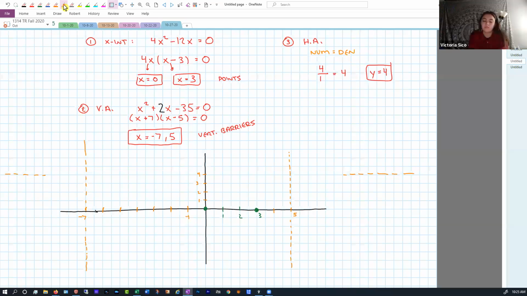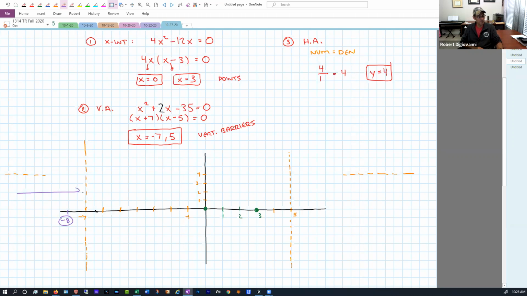What's our next step? Test points. Okay, somebody give me the first test point they want me to put down. -8. -8, good. So you realize that you need something over here, right? You need something to cover this region right in here.